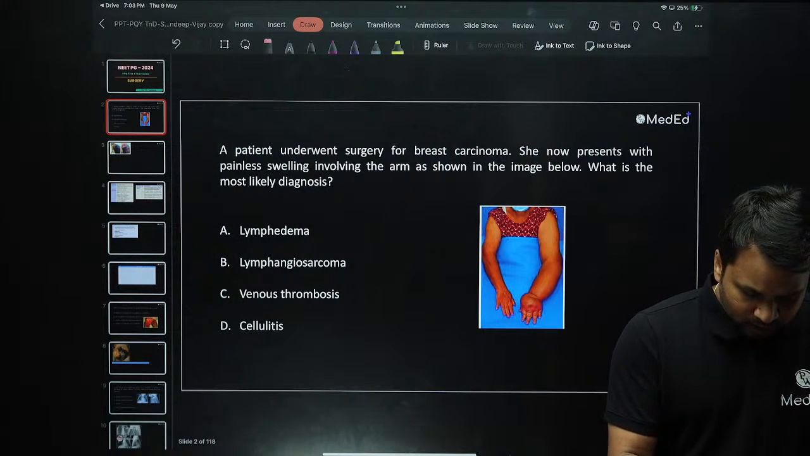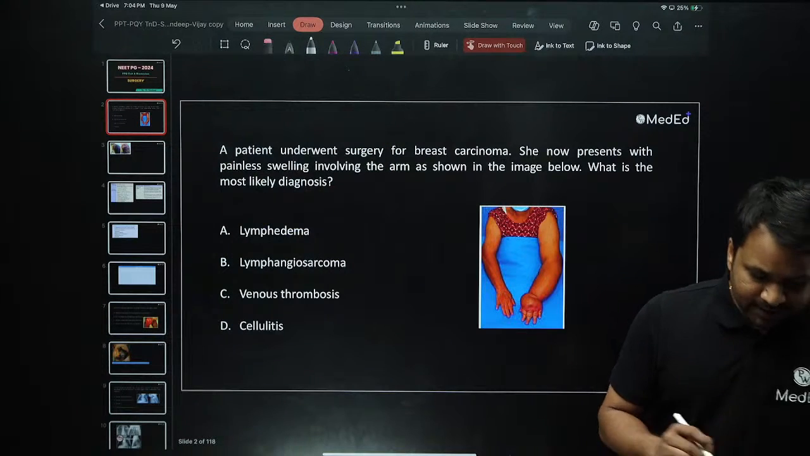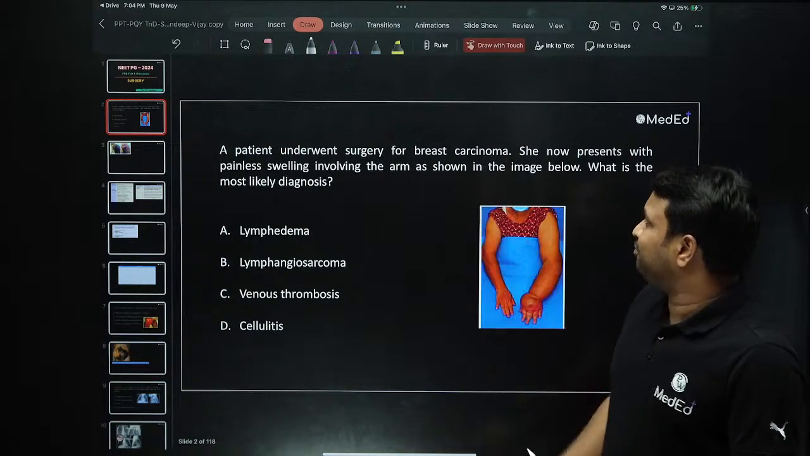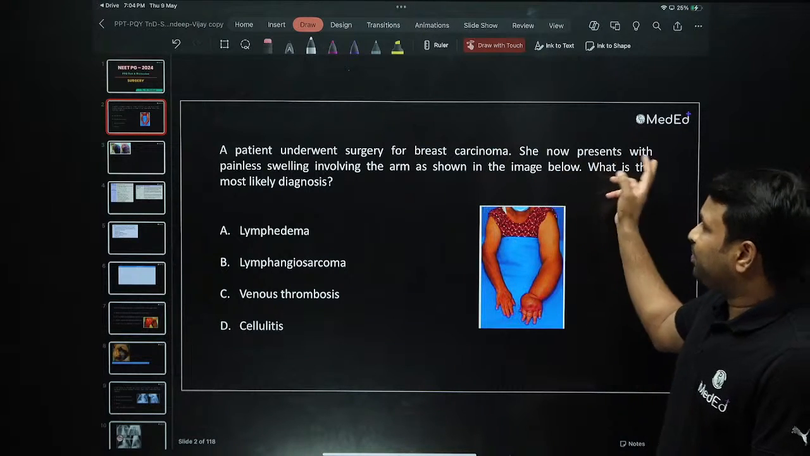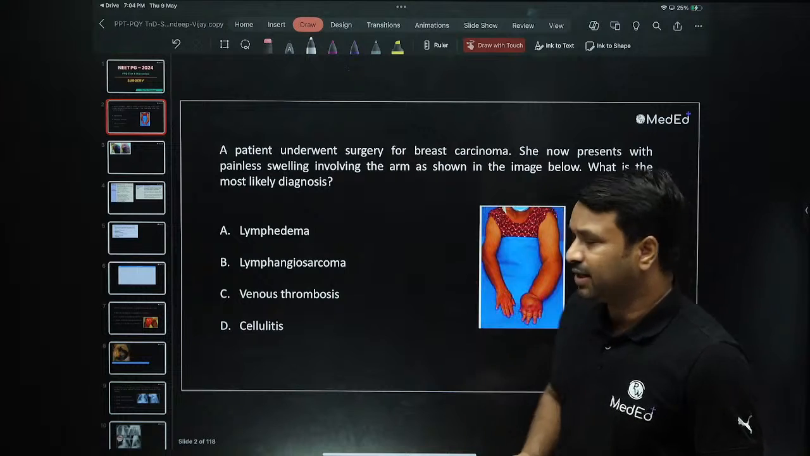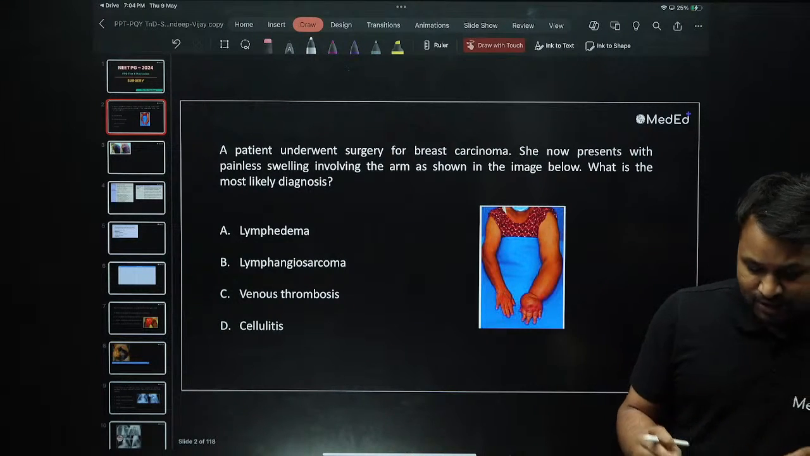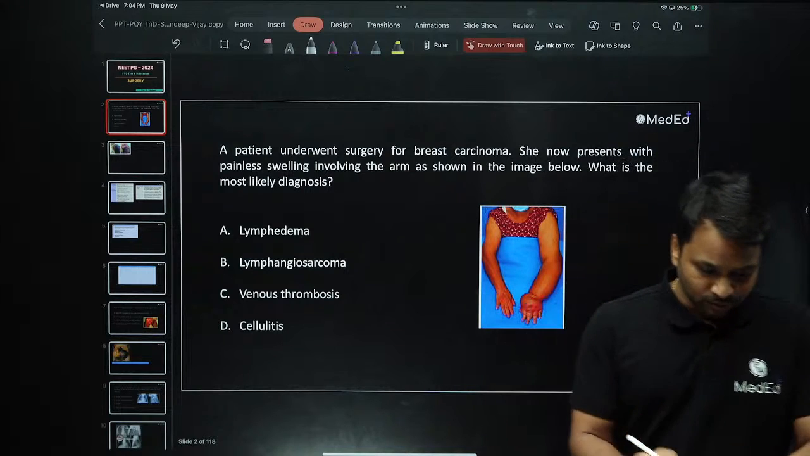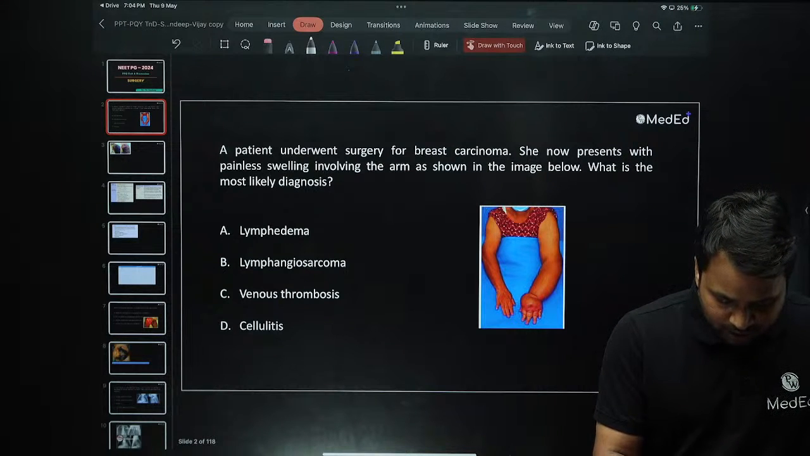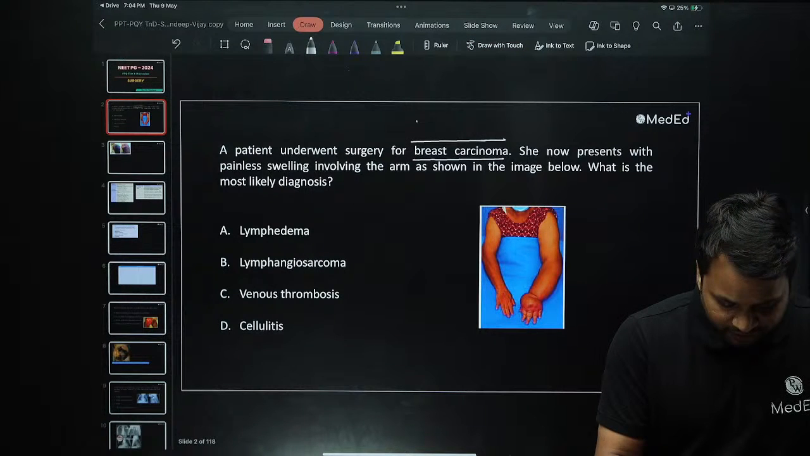Now, the question says a patient underwent a surgery for breast cancer. She now presents with painless swelling involving the arm as shown in the image below. What is the likely diagnosis? It is a case of post-operative. For breast cancer, what surgery do you think the patient would have undergone? Let's say the patient has undergone a modified radical mastectomy.